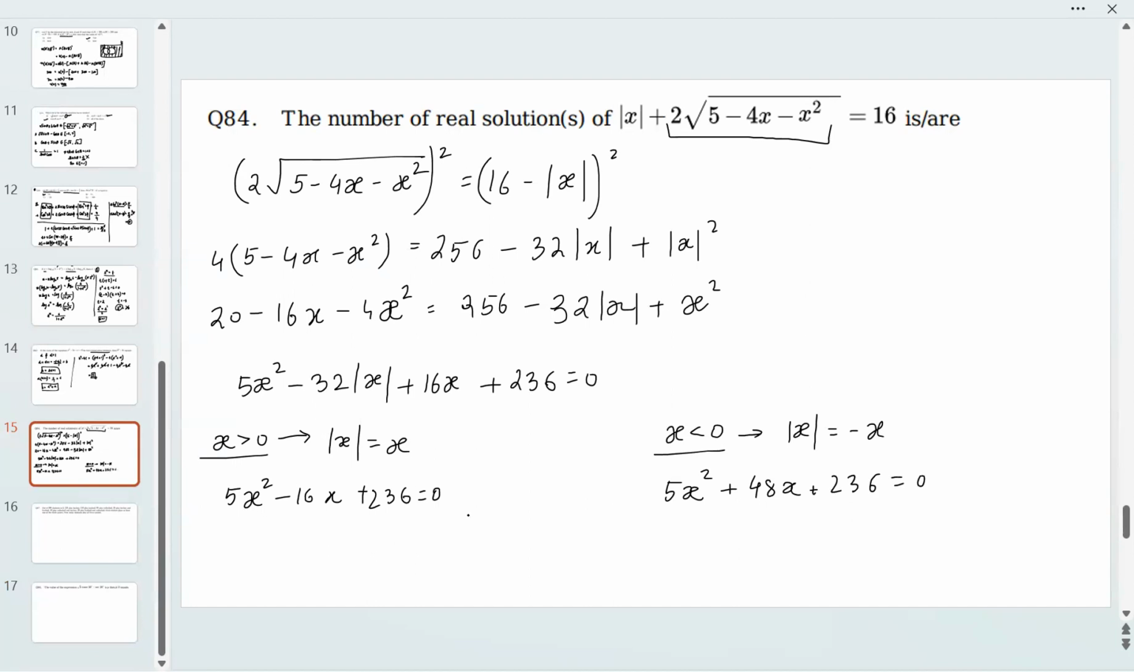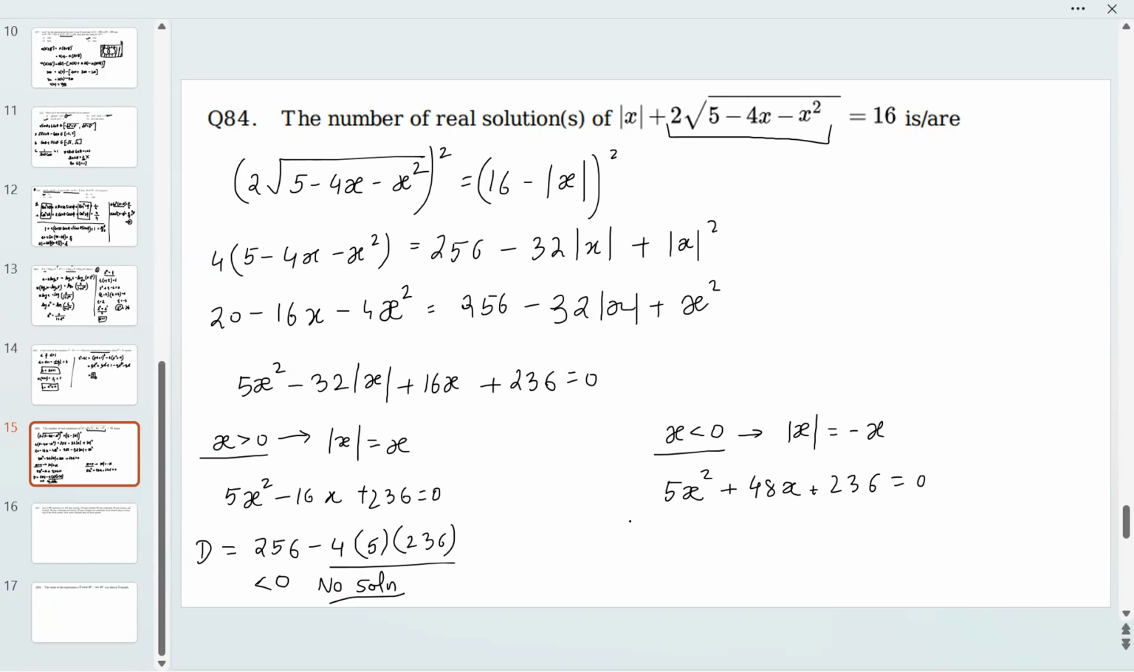If I factorize this equation, we will get values of x. But please check the discriminant value, b square minus 4ac. So b square is 256 minus 4 into a into c, 236. As you can clearly see, this multiplication is greater than this. Since 256 minus this is less than 0, we will have no solution.